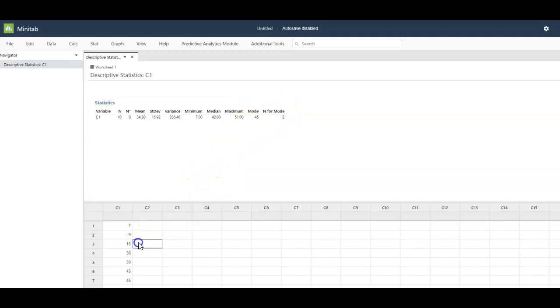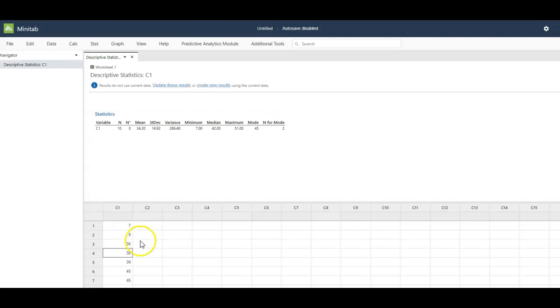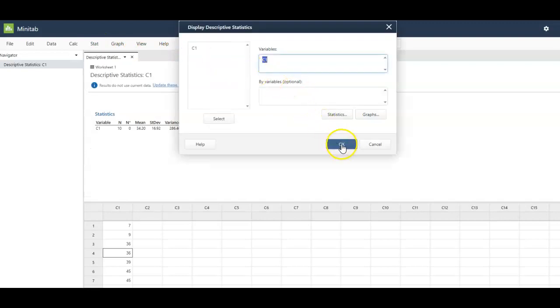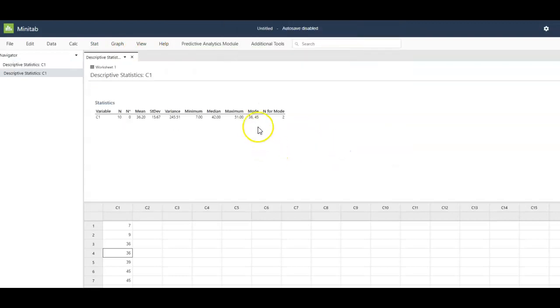If we had a bimodal set, so suppose we were to change this entry, maybe it was 36. Now we have a bimodal set, and if I were to compute that again, you'll see both modes show up here. So 36 and 45, it does show you both of them, and it tells you what n was. How many times did that number occur, in other words.